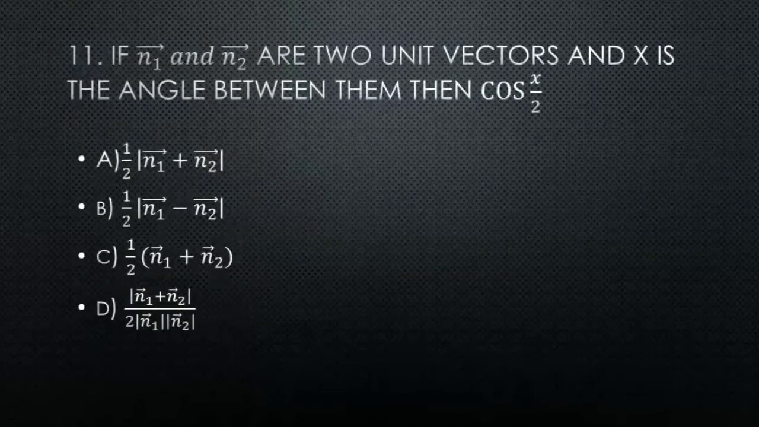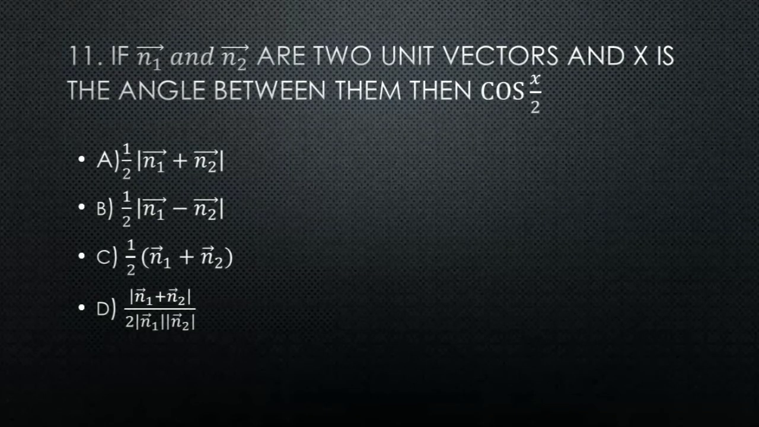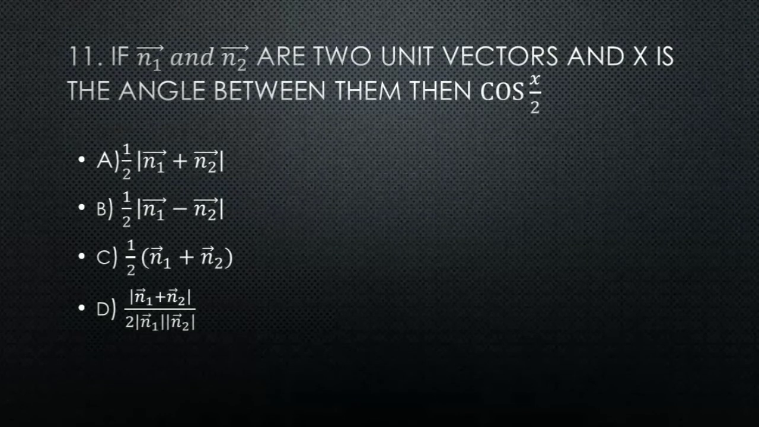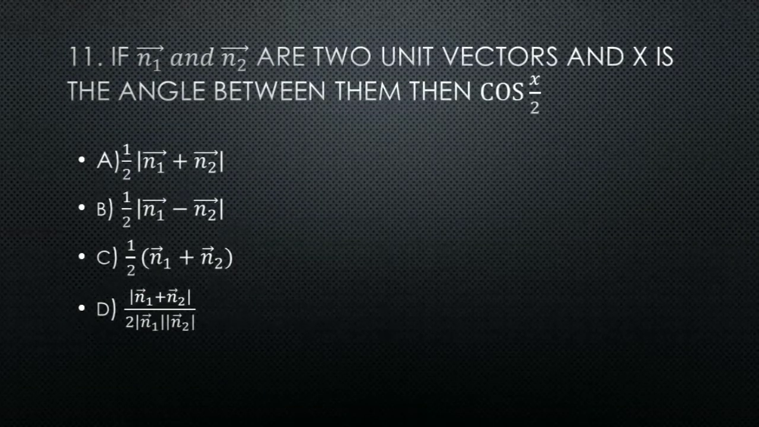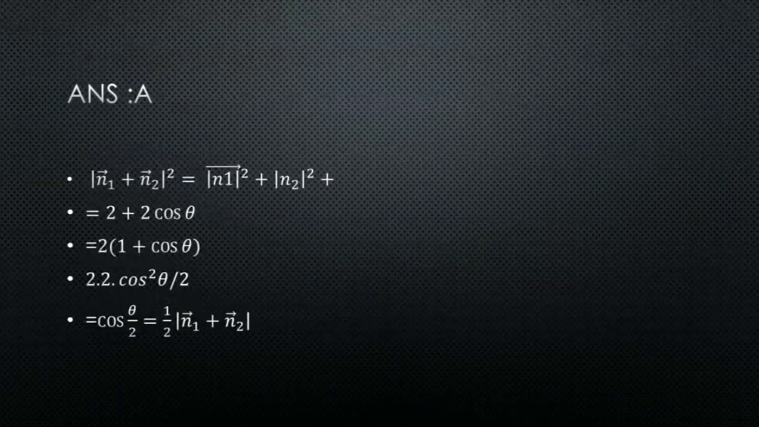Okay. See this. If n1 vector, n2 vector are two unit vectors and x is the angle between them, then the value of cos x by 2. Options are half magnitude of n1 vector plus n2 vector, half n1 vector minus n2 vector, or half into n1 vector plus n2 vector, or the last option is magnitude of n1 vector plus n2 vector divided by 2 into magnitude of n1 vector, magnitude of n2 vector. See, here one term is missing, sorry.